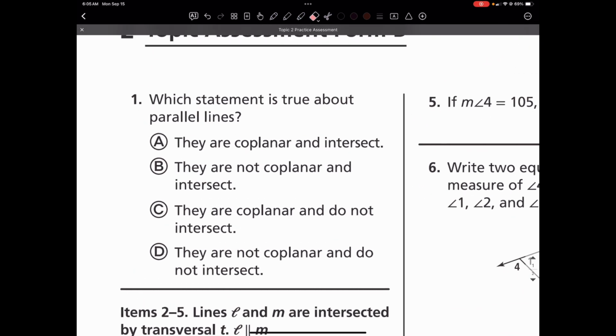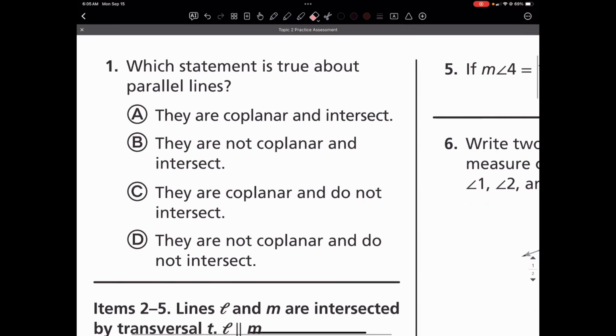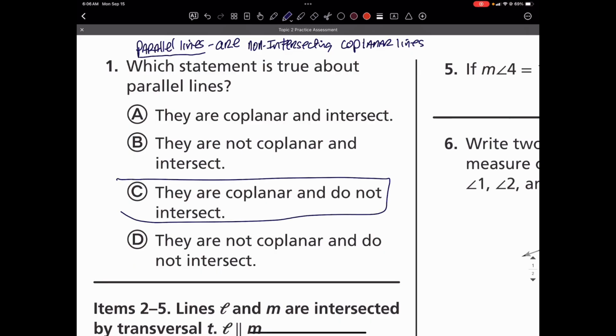Number 1. Which statement is true about parallel lines? Well, to answer this question, the easiest thing to do is just recall what the definition of parallel lines are. And parallel lines are, and I'm going to shorten up this definition, got it from another math teacher, makes a lot of sense. They are non-intersecting coplanar lines. So they are coplanar lines that do not intersect. So the answer choice should be C. Coplanar lines that do not intersect.